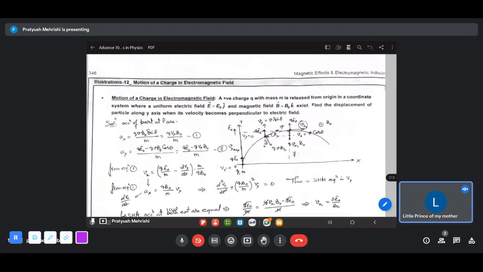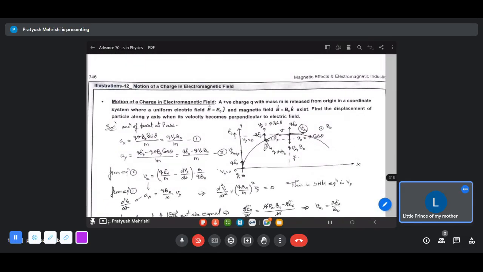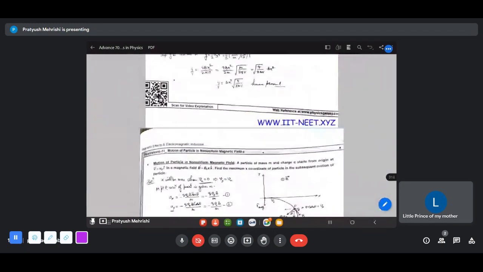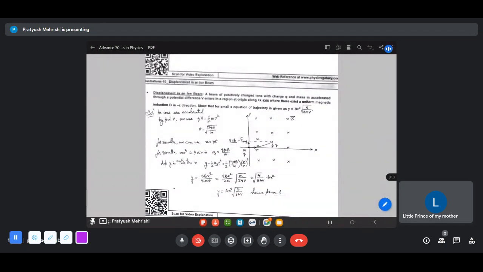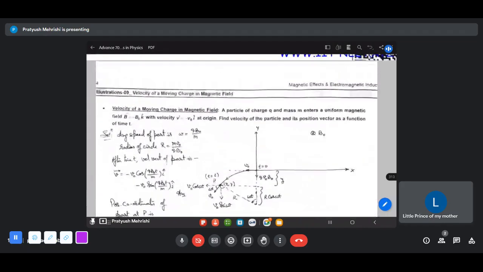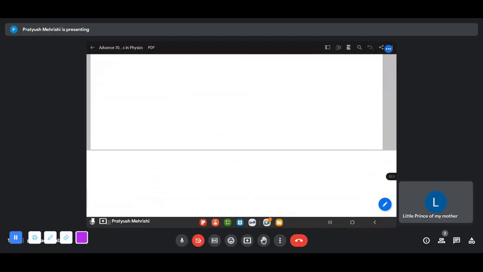Only for problems I need to follow this book. Yes, only problems are there in this book, nothing else. And all these problems are of JEE Advanced level. They are all good problems, okay?